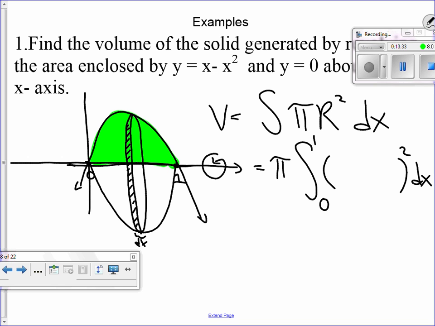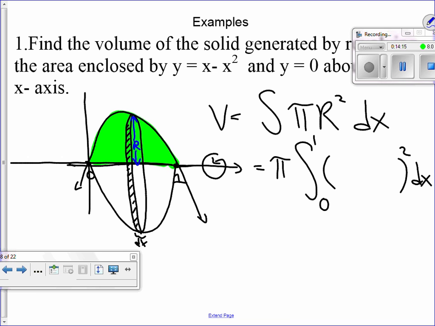Now, the radius is always the distance from the axis of rotation to the outside of the shaded region. You don't want the diameter, you want the radius. The radius is the length of a vertical segment. How do you get lengths of vertical segments? Think about our last unit. What did you do to figure out how long this is? Y top minus y bottom.